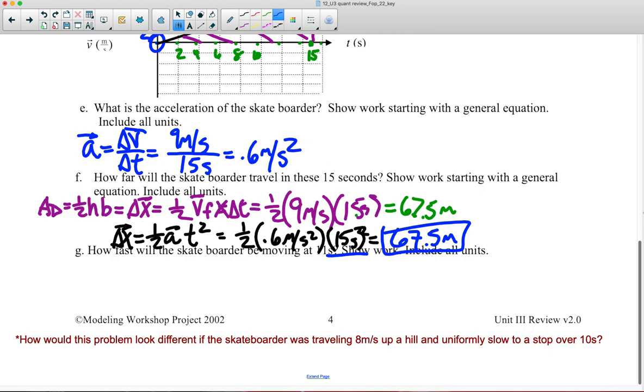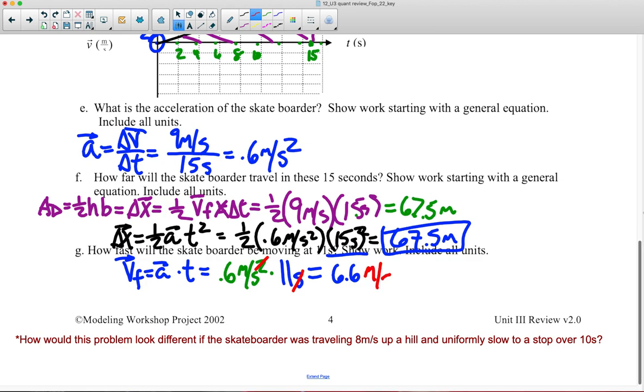Our last question for this is how fast will the skateboarder be moving at the 11-second mark? To do that, we need final velocity is equal to the acceleration times the time plus the starting velocity, but the starting velocity is 0. You guys have already calculated the acceleration at 0.6 meters per second squared times the clock reading of 11 seconds. We know 6 times 11 would be 66, so 0.6 times 11 would be 6.6. Seconds cancel out here, and we end up with 6.6 meters per second as the velocity at the 11-second mark.